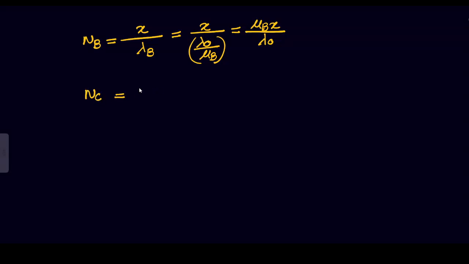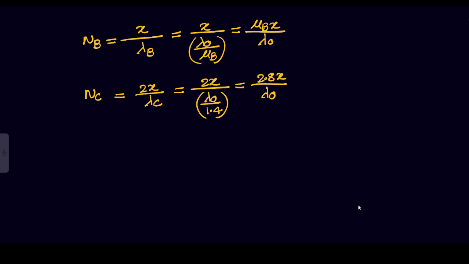Next, NC. It is 2x by lambda C. Tell me now, 2x by lambda C is how much? Yes, 1.4. So you can simplify now here. This is 2.8x by lambda naught. What did I say here?